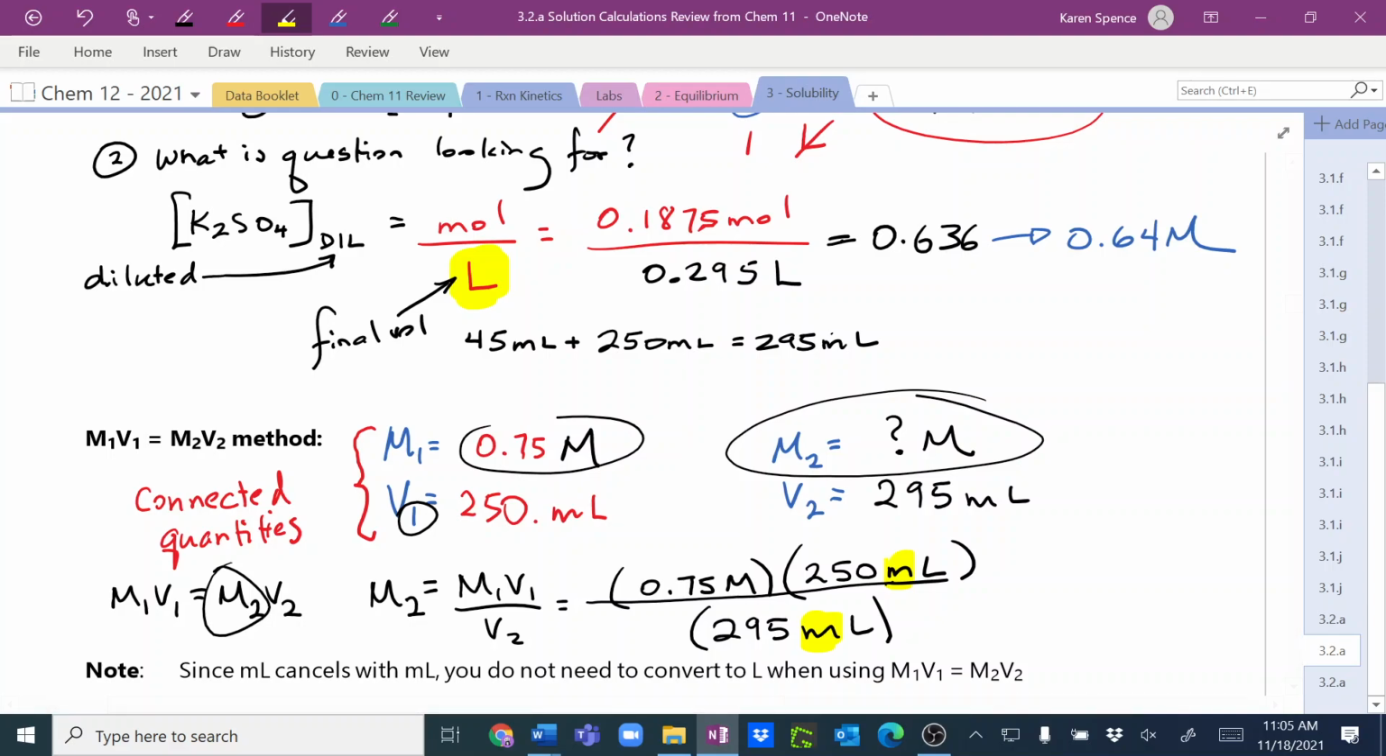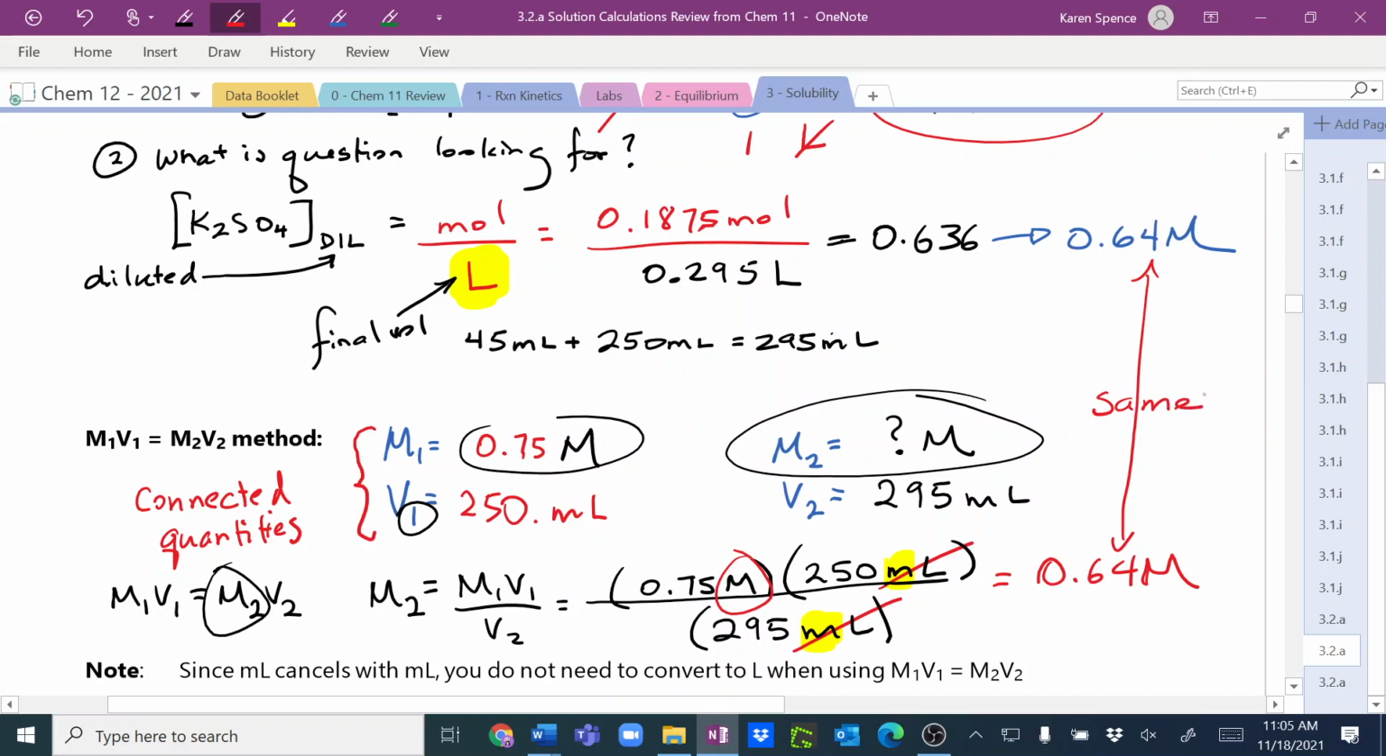It's totally fine. You want to convert it to liters, totally good, not a problem, as long as you're consistent. You can't have one in milliliters and one in liters. That would be bad. Okay, but either way is good. So those will cancel out, and the only unit we're going to be left with is molar, and lo and behold, we do that calculation, we get 0.64 molar, which, yay, is the same. It should be. You're really just doing exactly the same math, you're just presenting it in a different way. Okay?